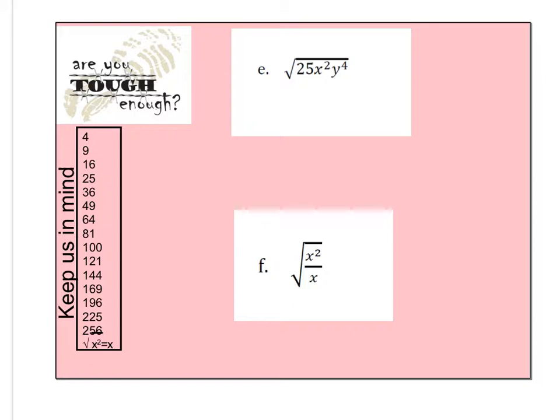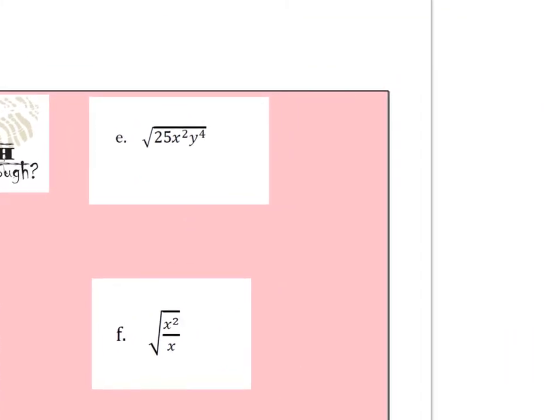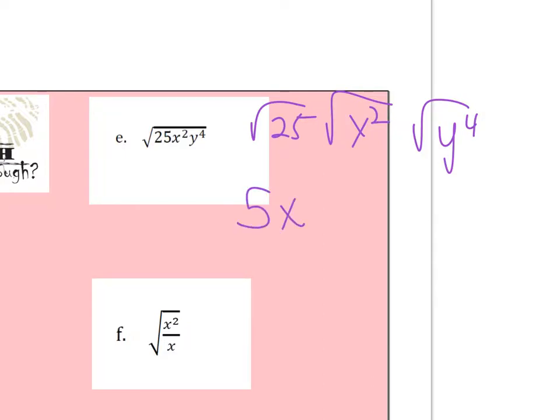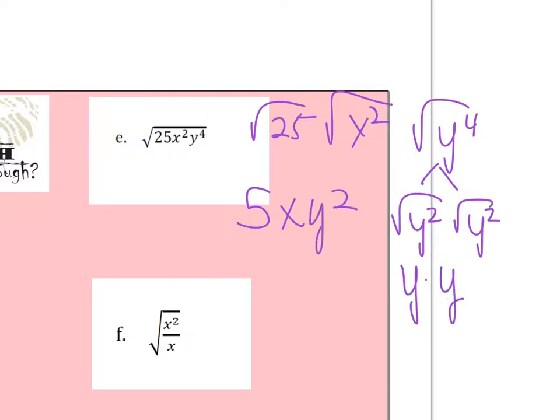If I start throwing in variables here, not a whole lot changes. I can take this piece by piece: square root of 25, square root of x squared, square root of y to the 4th. Square root of 25 is just 5. Square root of x squared is just x. Y to the 4th, I can split into square root of y squared times square root of y squared. That's going to be y times y, which gives me y squared.